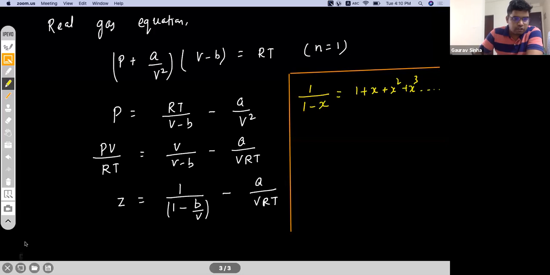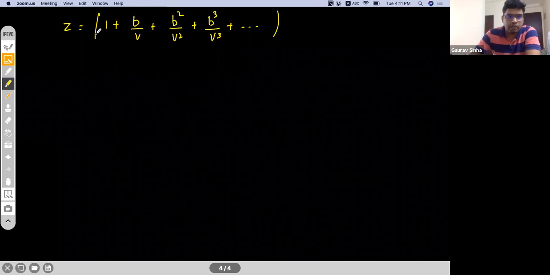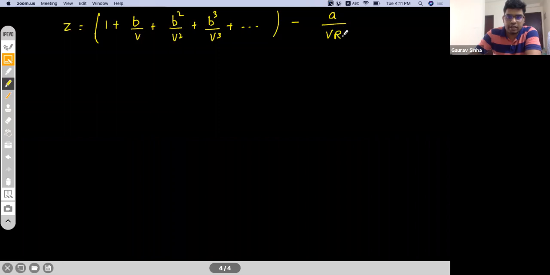Okay, so the expression of Z we'll have here is Z equals 1 plus b by V plus b square by V square plus b cube by V cube and so on, bracket close. And one more term we have, that is a by V RT, correct?